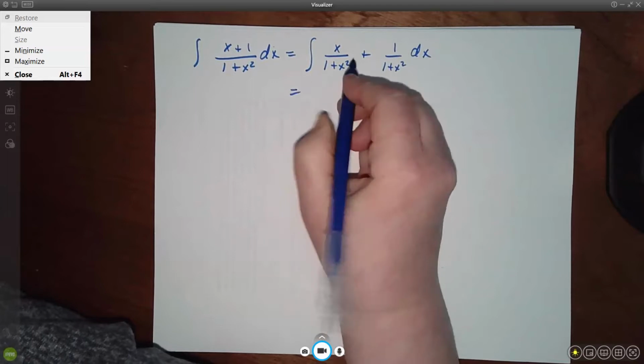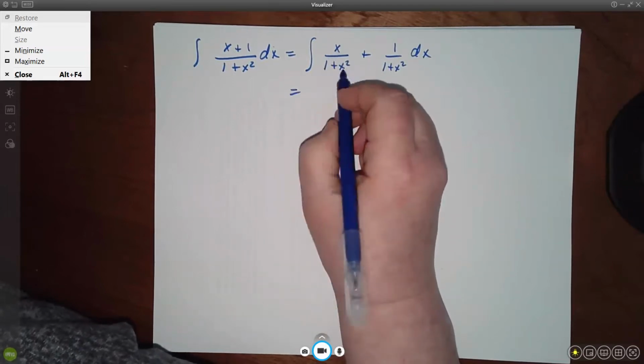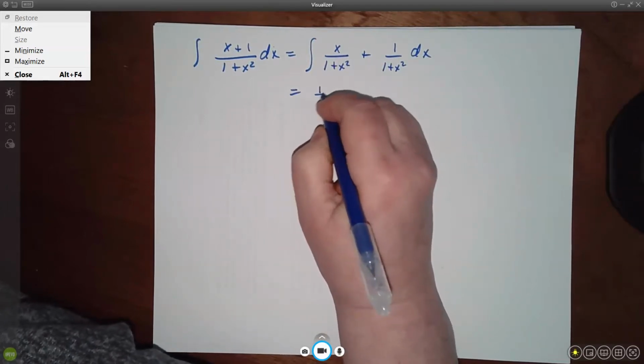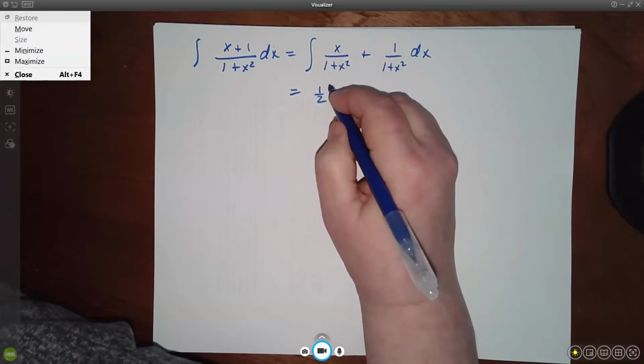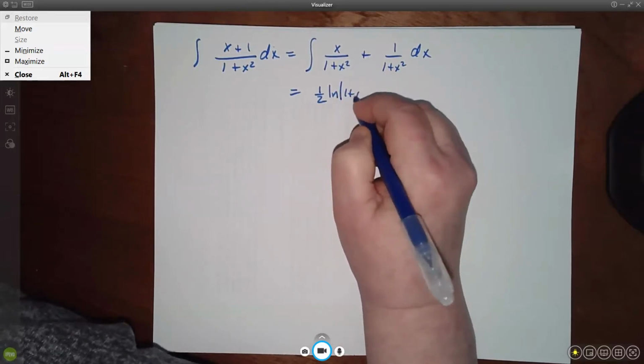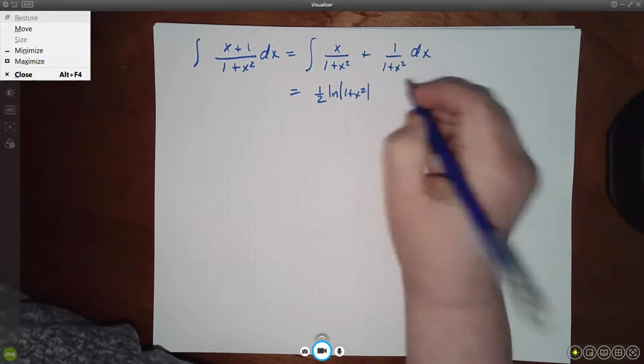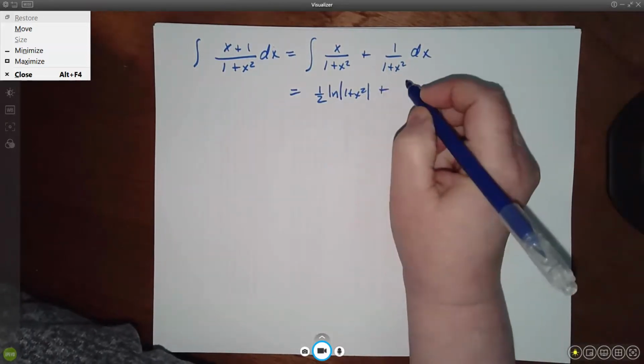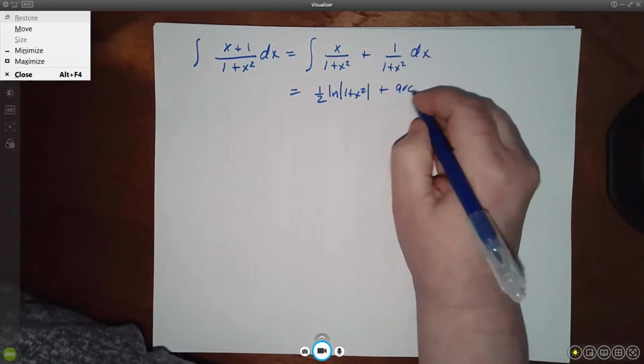So here, I've got the derivative of the bottom is sitting on top, give or take a 2. So I've got that 1/2. That's the natural log of 1 plus x squared. And this is the derivative of arctan.